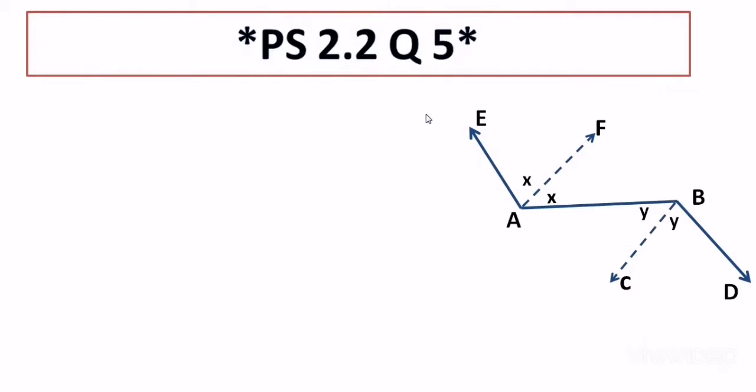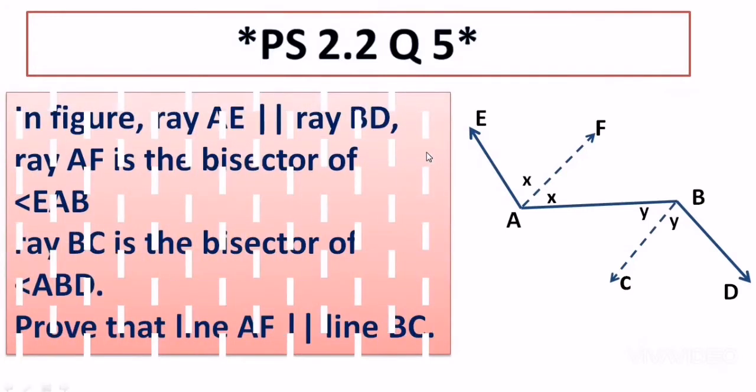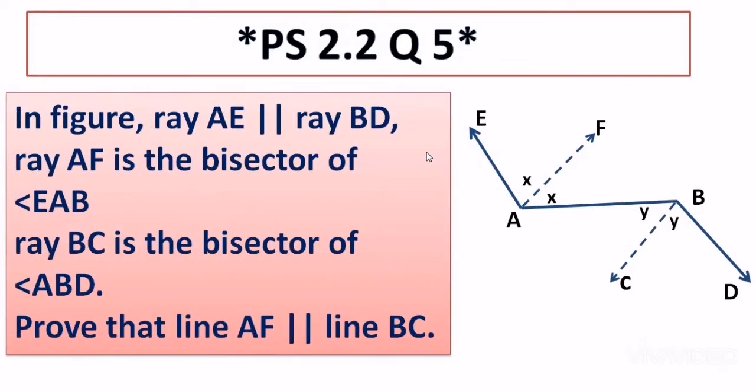This is question number 5, 2.2. The question is on your screen, right? The question says ray AE is parallel to ray BD, and bisectors of angle EAB and ABD are given to me, and I need to prove those bisectors are parallel. Good. To prove those bisectors parallel, can you see the shape Z between those bisectors, right?